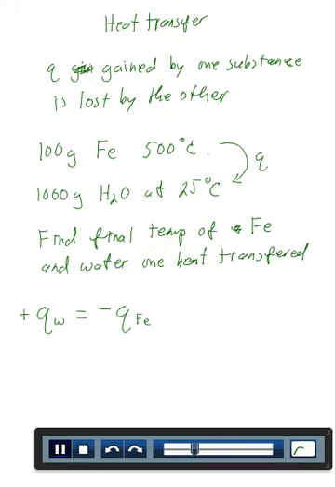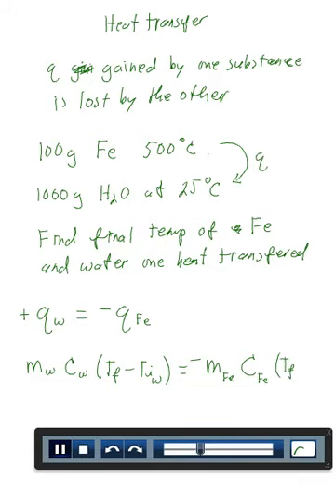So we have the mass of the water, specific heat of the water, times the temperature change of water, T final minus T initial of the water, is equal to negative mass of the iron, specific heat of the iron, times the temperature change, T final minus T initial of the iron.